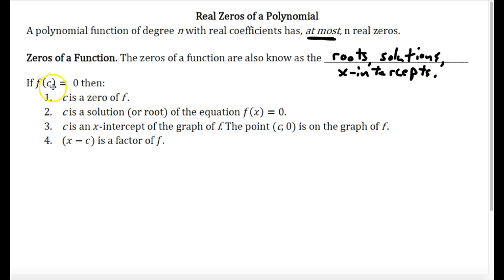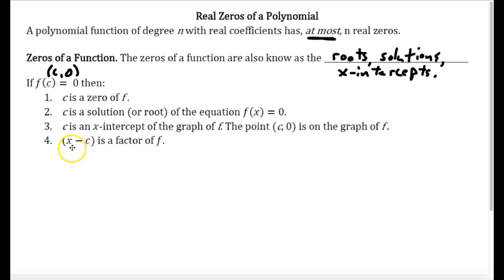So if f of c equals 0, that's saying that some point (c, 0) is on the graph, right? So if the y-coordinate is 0, that means it's an x-intercept, or a root, or a solution. So if that point's on the graph, then c is a zero, c is a solution, a root, c is an x-intercept of the graph, right? (c, 0) is on the graph.